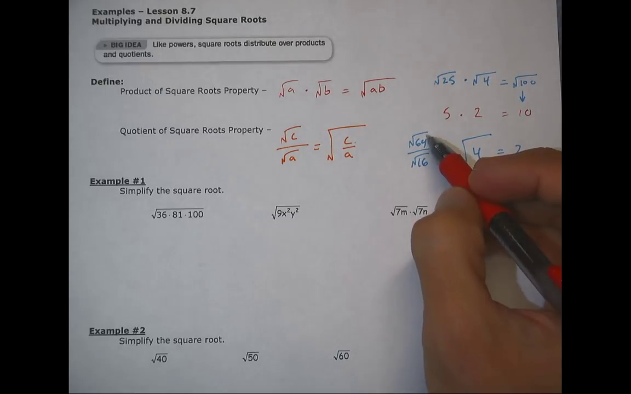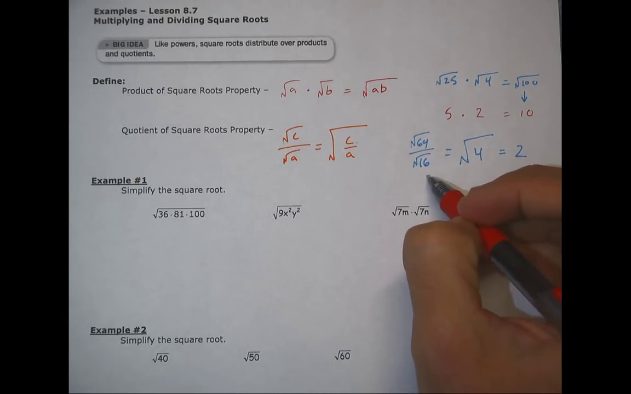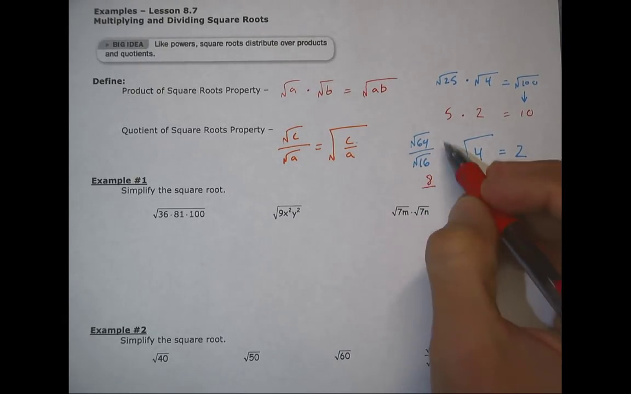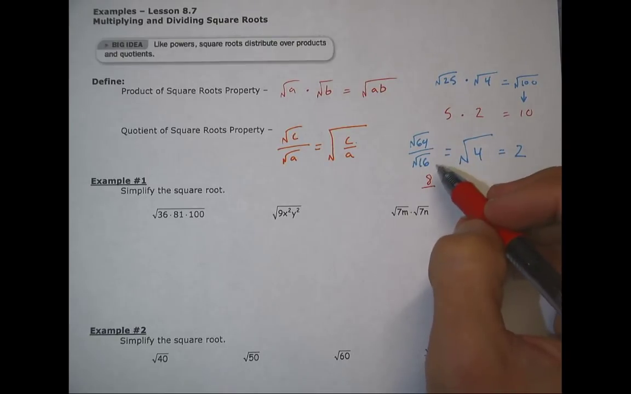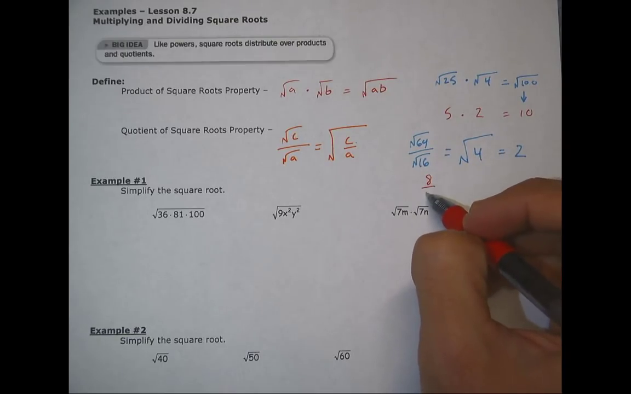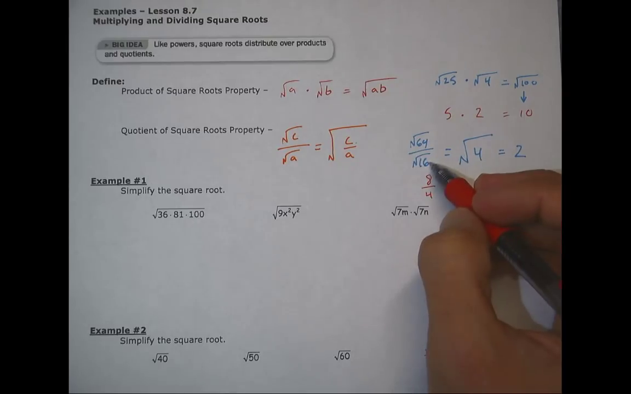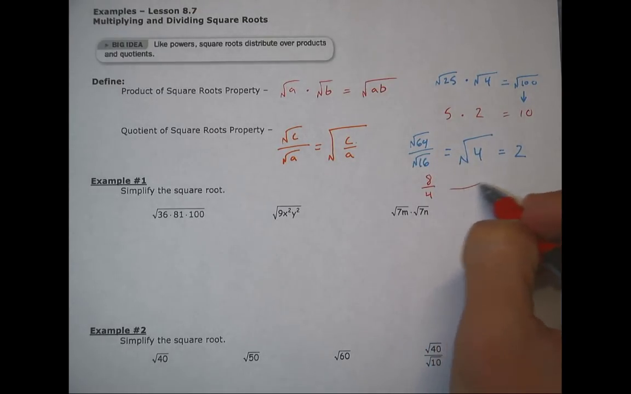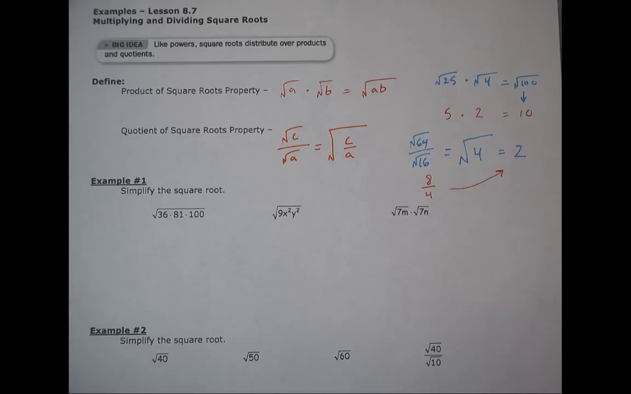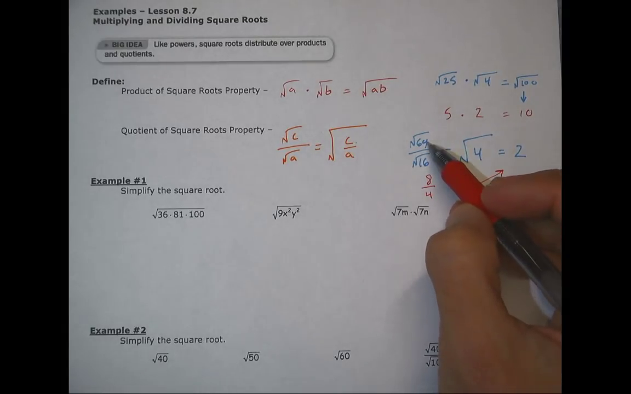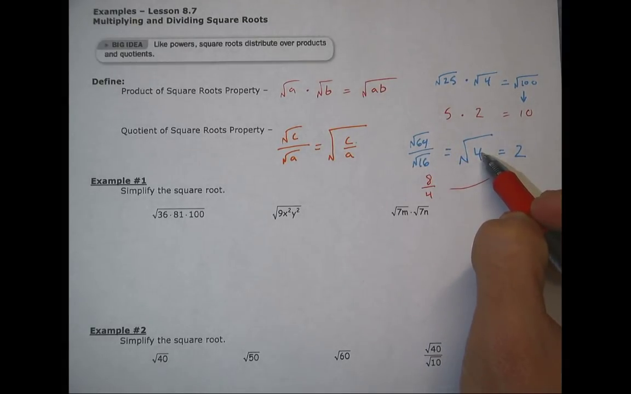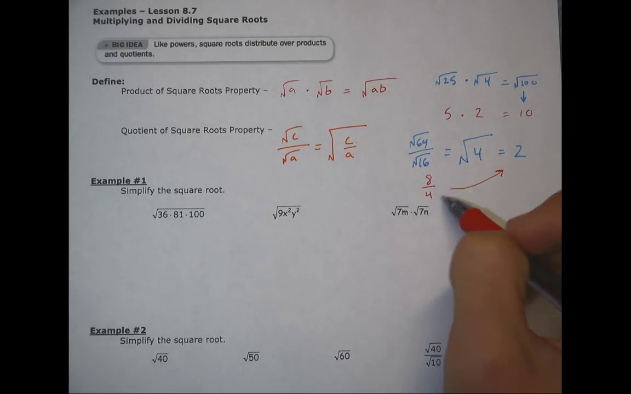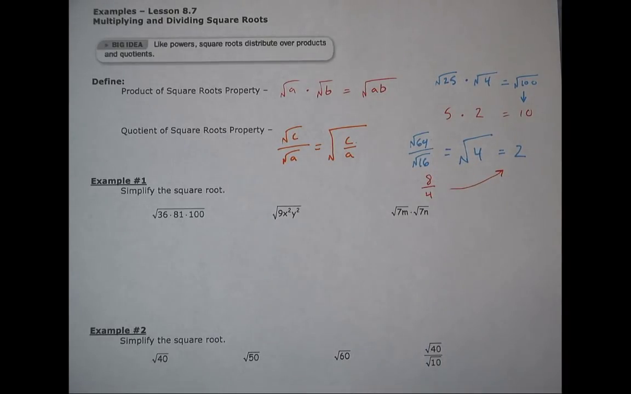Just like if we would have said, well, I know the square root of 64, that's 8, because 8 times 8 is 64. And I know the square root of 16 is 4, because 4 times 4 is 16. And then 8 divided by 4 also gives me that answer. So I can divide these bigger numbers and put it under the square root, or I can square root them first and then divide. So this property can go back and forth between the two. So let's jump into example number 1 and start using this.